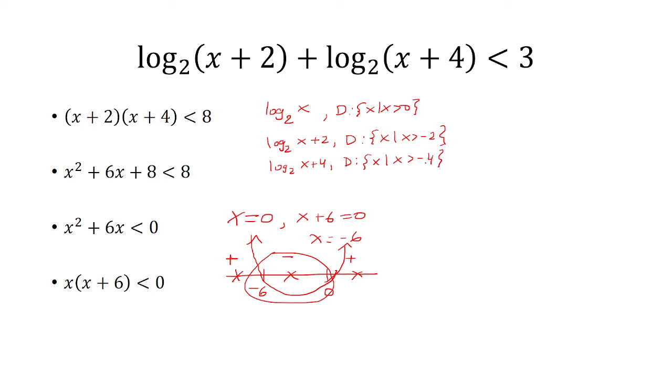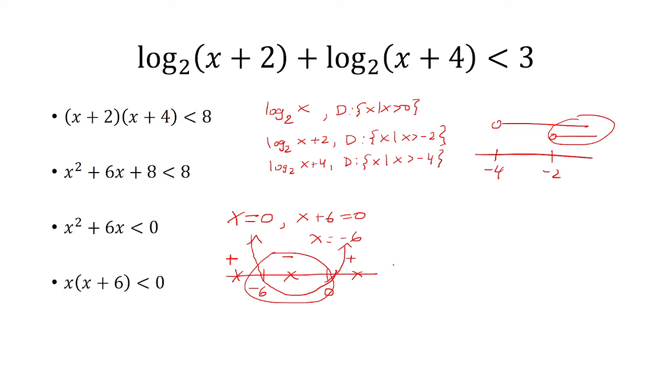Now, we can't just have, let's say, negative 3, which works for log base 2 of x plus 4 but doesn't work for log base 2 of x plus 2. So you want to look at where these both overlap. If you draw a number line, if x is greater than negative 4 and x is greater than negative 2, they both overlap when x is greater than negative 2.